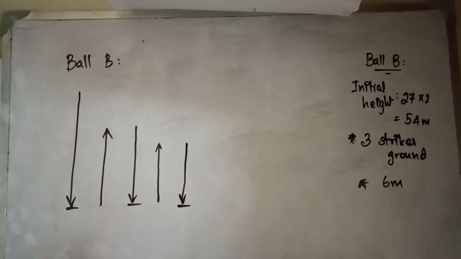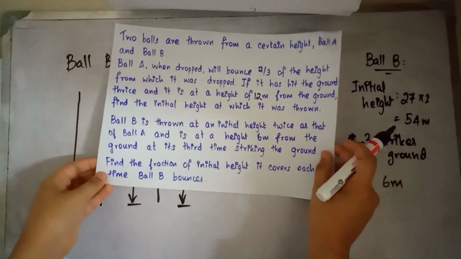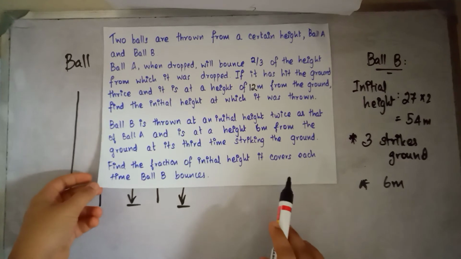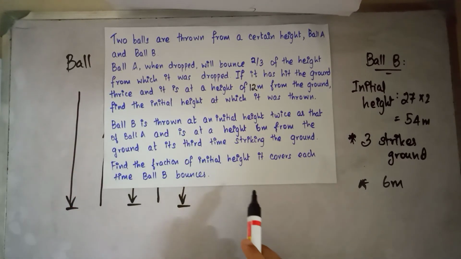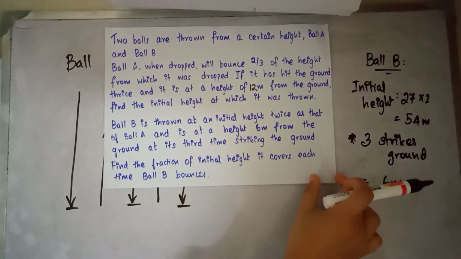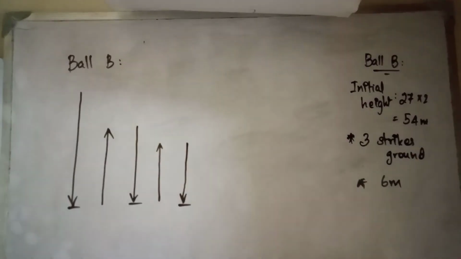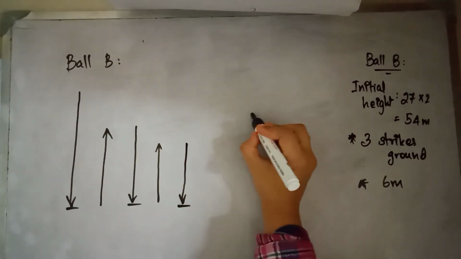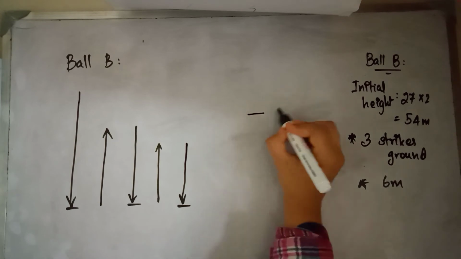Now what have they not given us in the problem? And what are they asking us to find out? They want you to find out the fraction of the initial height that it covers each time ball B bounces. The fraction of the initial height. They want you to find the fraction which it covers.